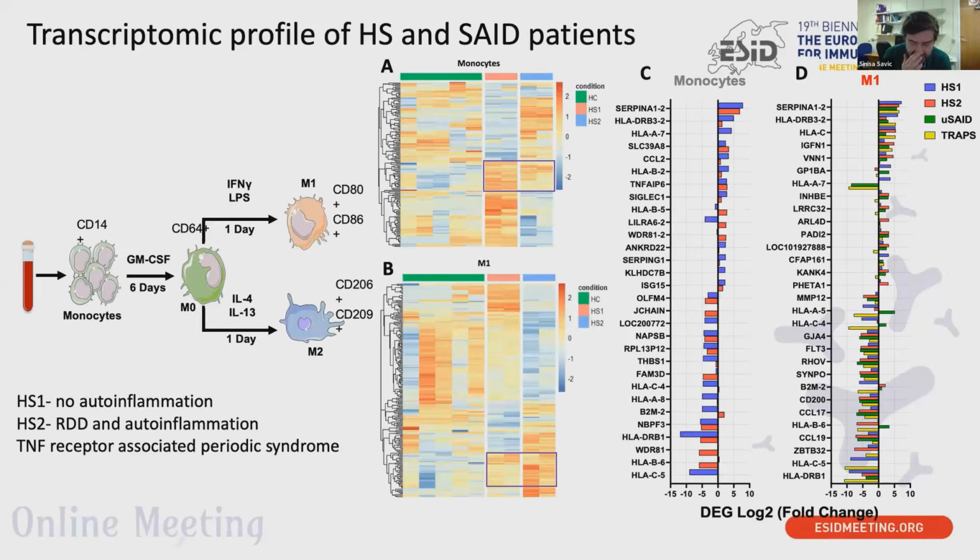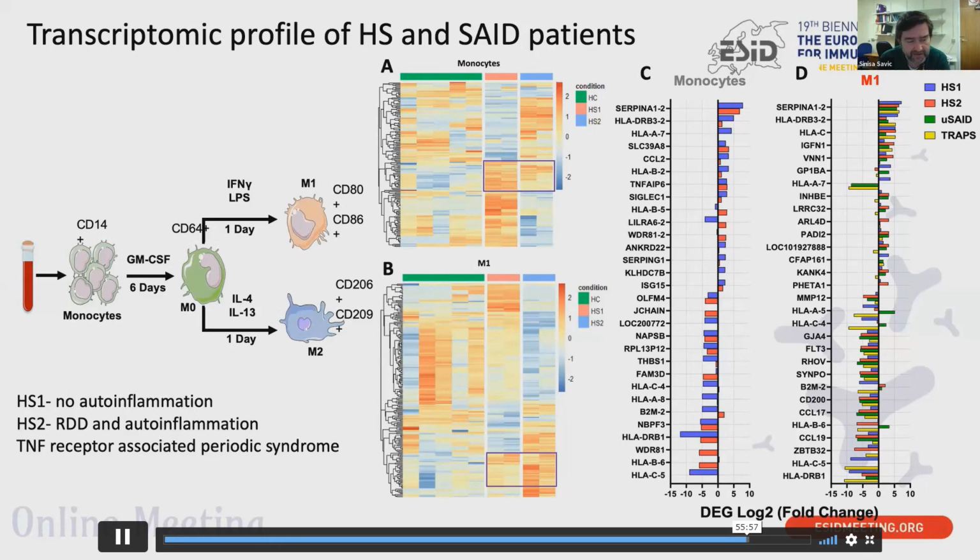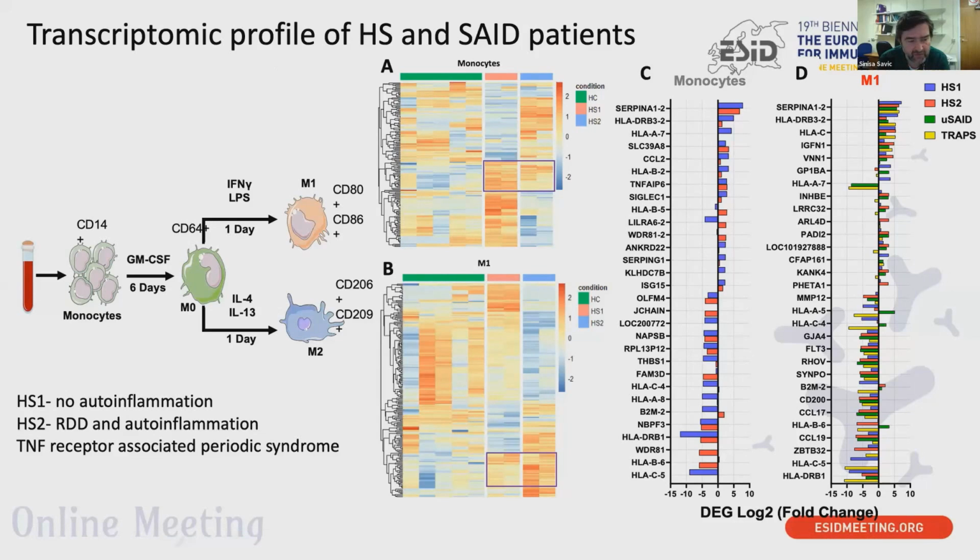So to do this, we focused on investigating monocytes and macrophages because we think these are the most relevant cell types in the pathogenesis of these disorders. Furthermore, we selected patients with H syndrome who had no autoinflammatory complications and a patient with both Rosai-Dorfman disease as well as autoinflammatory complications. We also compared the gene expression of these patients to recognized autoinflammatory disorders such as TNF receptor-associated periodic fever syndrome, and we had 2 patients that we used for this comparison.